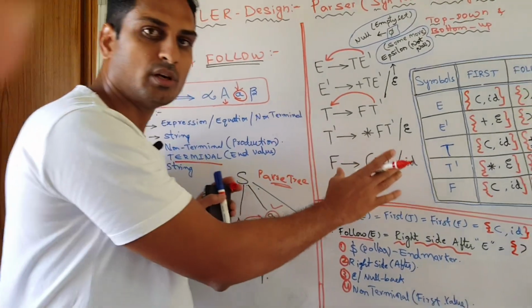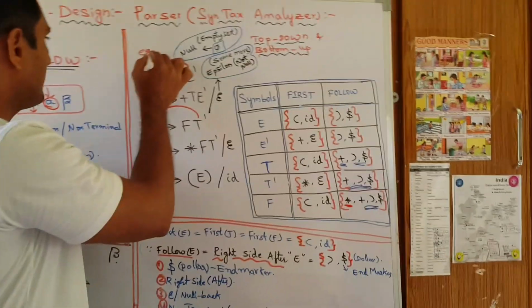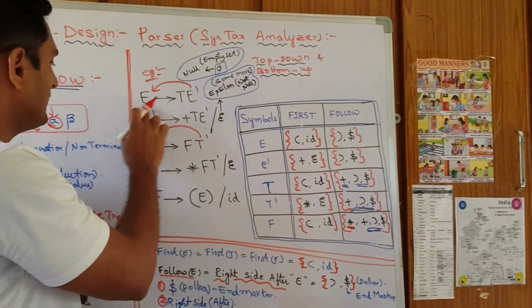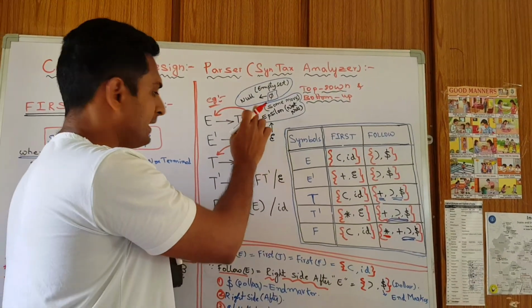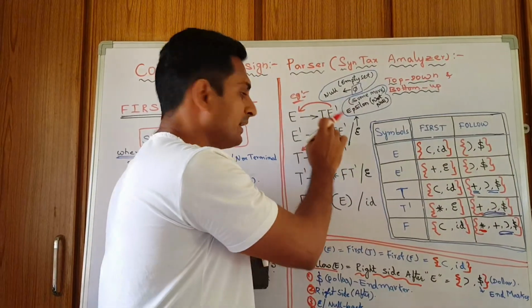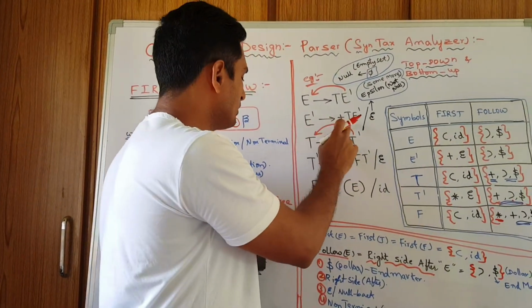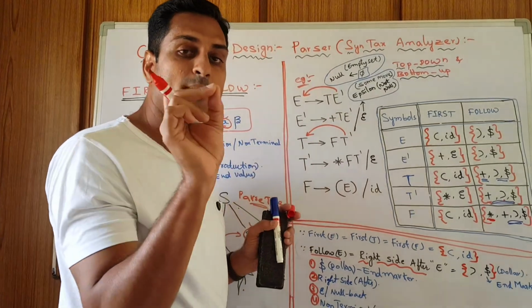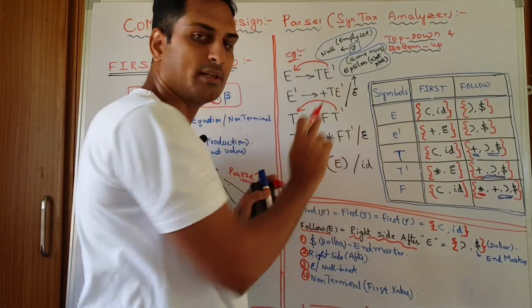Now coming to our expression or equation. For example, we have taken the example, capital E tends to T, E dash, all capitals only. This capital letter shows that they are non-terminals. Capital E dash tends to plus, plus is a terminal symbol, capital T, E dash, or epsilon.